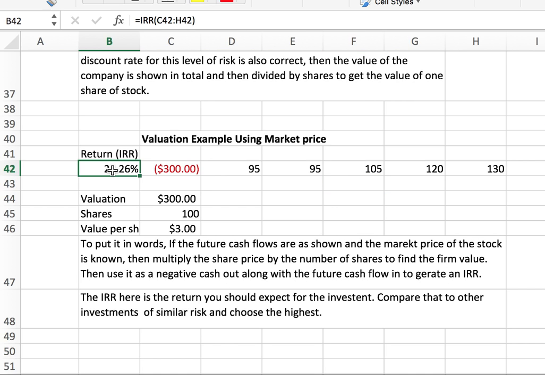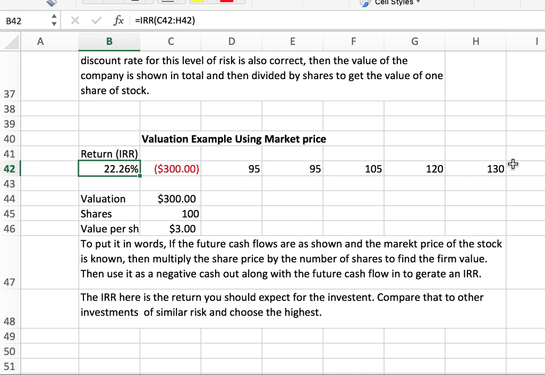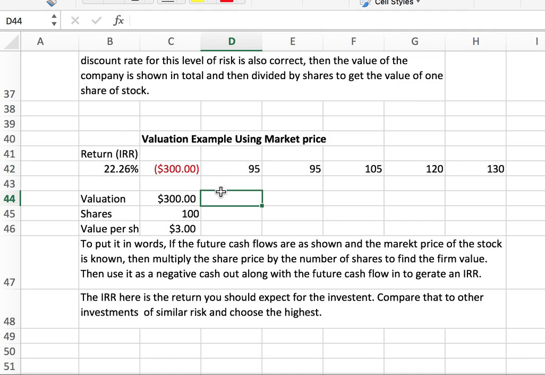to generate your IRR. So in this case, the IRR is cells from C to H on row 42, C42 to H42, and so it's all of these cells here. So I just windowed all these in and turned it into an IRR. The $300 is how much I paid for the entire company, and what did I get in return? I got the ability to have 95, 95, 105, 120, and 130 come into me.